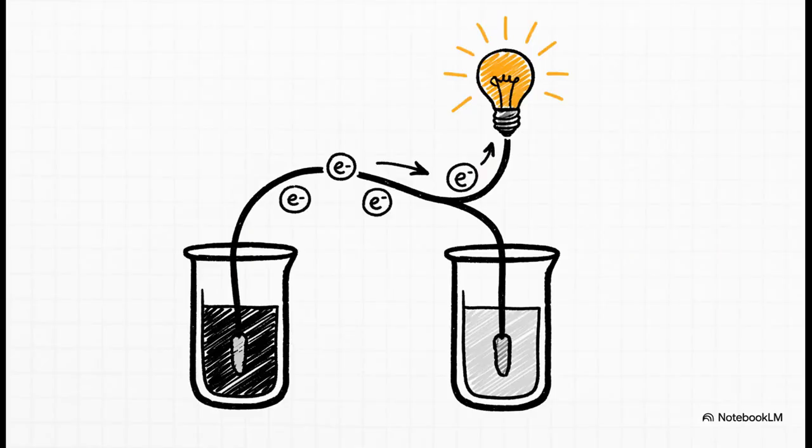That's all a battery or a galvanic cell really is. You take the oxidation part and you physically separate it from the reduction part. This forces the electrons to travel through a wire to get from one side to the other. And that flow of electrons through a wire, that, my friends, is an electric current.